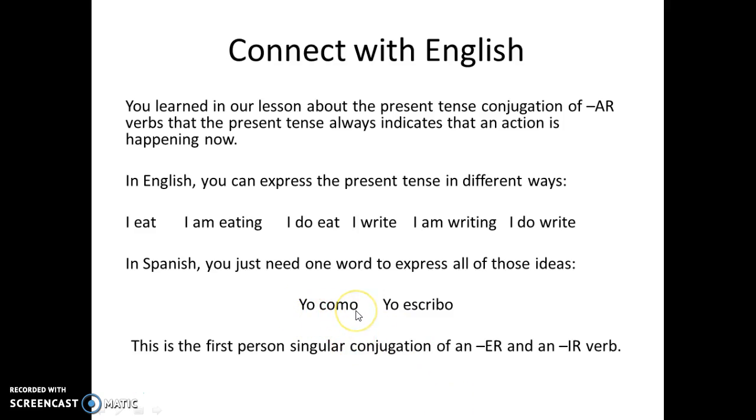Yo como means I eat, or I am eating, or I do eat, because it is the present tense of the verb comer. Yo escribo means I write, I am writing, or I do write, because it is the present tense conjugation of the word escribir. Again, these are the first person singular conjugations of an ER verb, comer, and an IR verb, escribir.